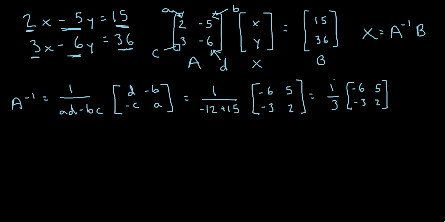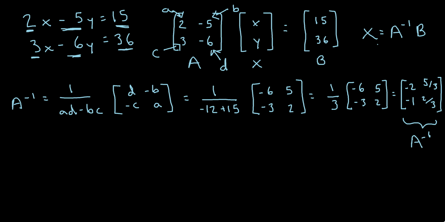What we can do is distribute this 1/3 into each value in the matrix, so multiply each value by 1/3. Negative 6 times 1/3 is negative 2. 5 times 1/3, we'll just leave that as 5/3. Negative 3 times 1/3 is negative 1. And 1/3 times 2, we'll just leave that as 2/3. So this matrix right here is the inverse of the original matrix A.